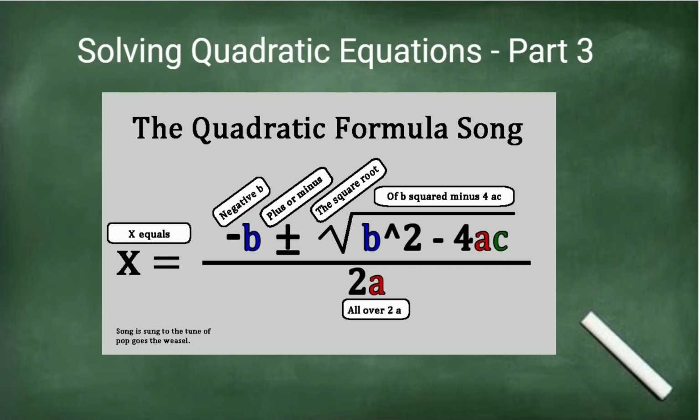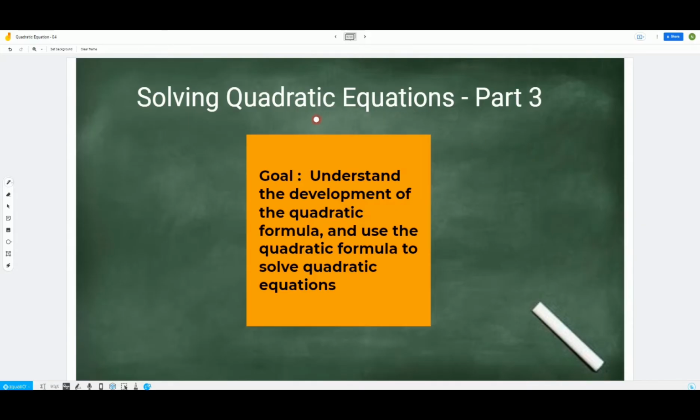x is equal to negative b plus or minus the square root of b squared minus 4ac, all over 2a. In this video, I'm going to talk about how to solve quadratic equations by using the quadratic formula. This is part 3. The goal is to understand the development of the quadratic formula and use it to solve quadratic equations. So let's get started.